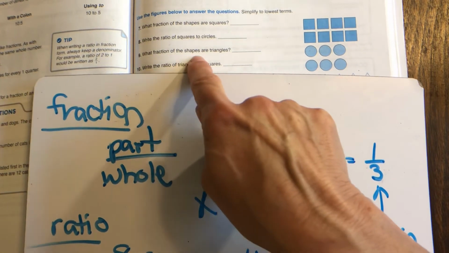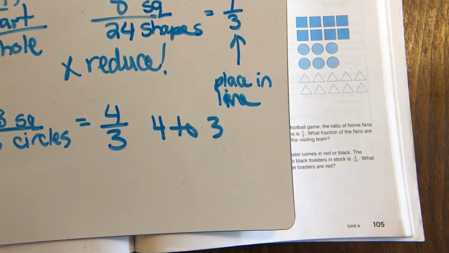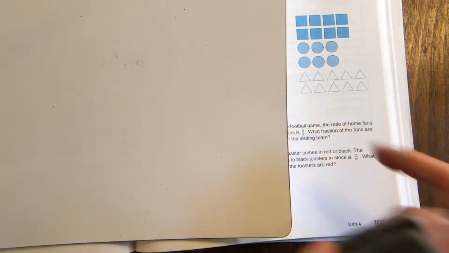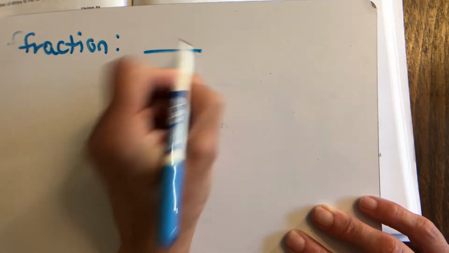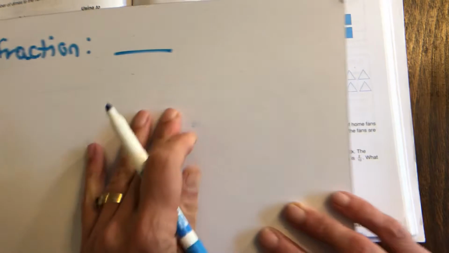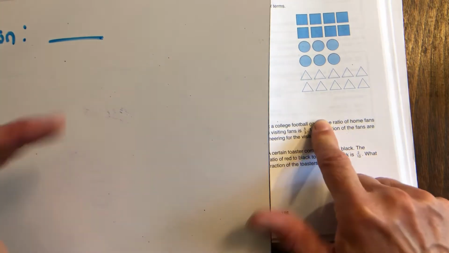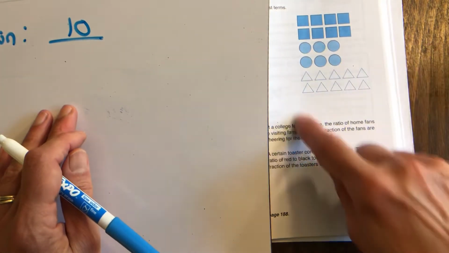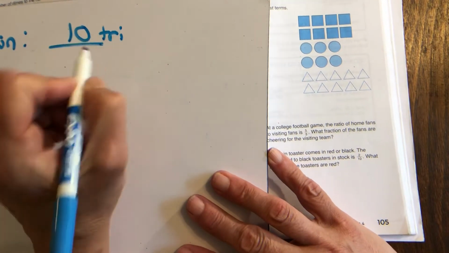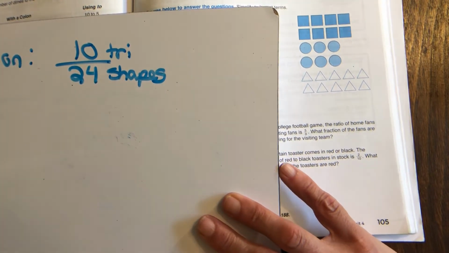What fraction of the shapes are triangles? So we're looking at our picture over here. What fraction of the shapes are triangles? So if we're looking for a fraction, we need to write our fraction line. And remember, it's part to whole. So triangles would only be a part of this whole picture. So how many triangles? 2, 4, 6, 8, 10. And how many shapes do you have all together? We wanted triangles to shapes. And we know we have 24 from our previous problem.